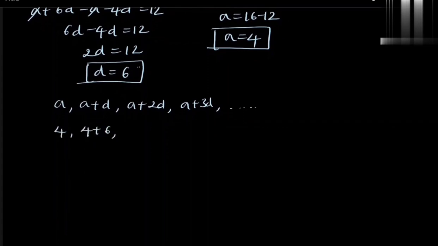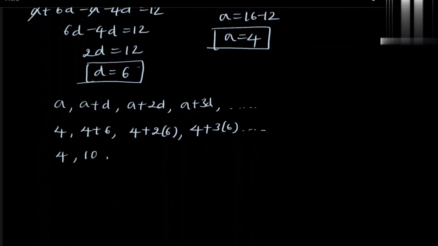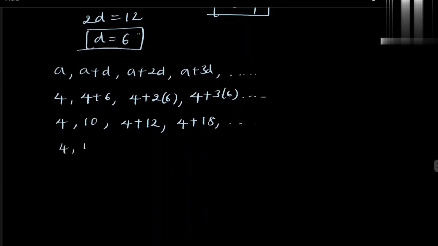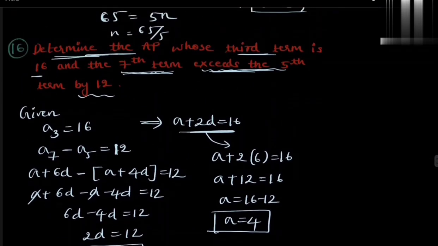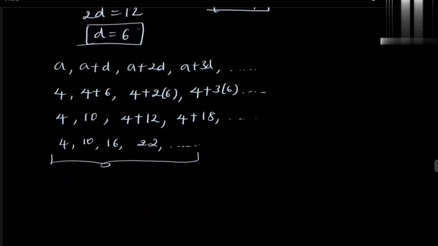So 4 plus 6, and 4 plus 2 into 6, 4 plus 3 into 6 and so on. 4 as it is here. 4 plus 6 means 10. So 4 plus 2 sixes are 12. 4 plus 3 sixes are 18. And so on. So again 4, 10, 12 plus 4 is 16. 4 plus 18 is 22. So this is the AP or sequence which we want to determine here. Move on to the next question.